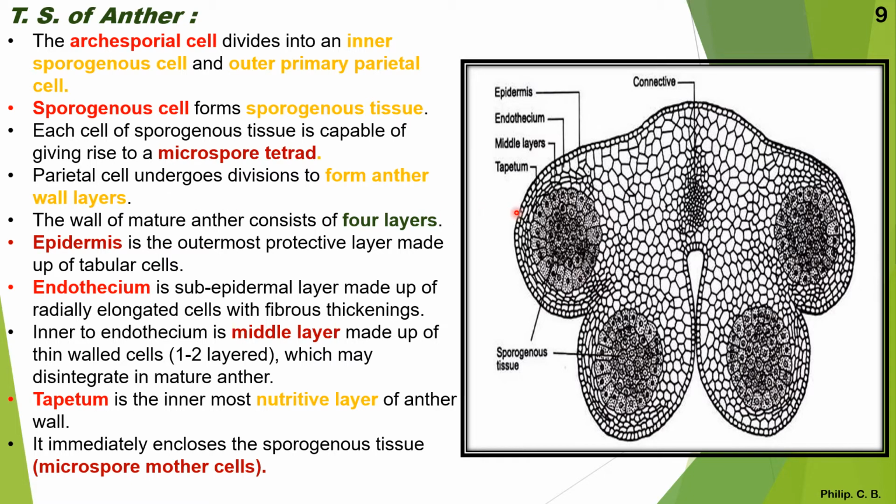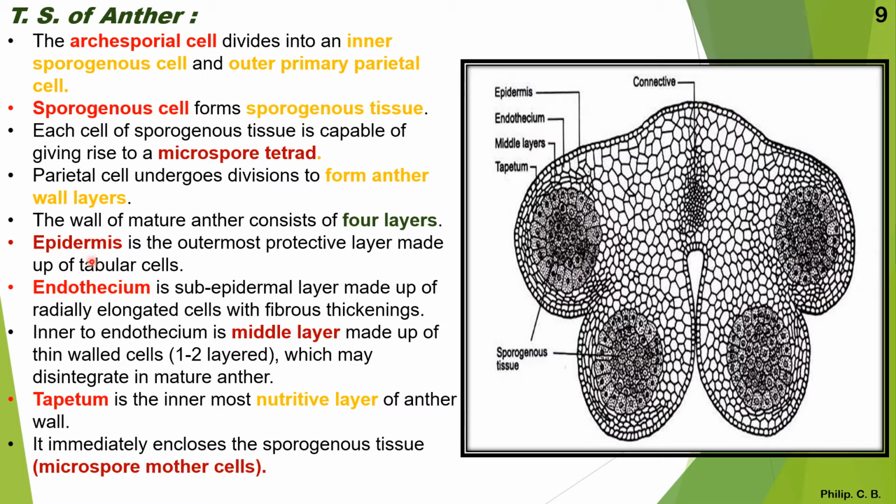So first we go to the image here. Which are the layers? The epidermis, the outermost; endothecium, the inner one; middle layer, inner to the endothecium; tapetum, the innermost part; and inner to that is the sporogenous tissue. Also towards the central part you can see the connective tissue. Then further, the wall of the immature anther consists of 4 layers, as we just read out.